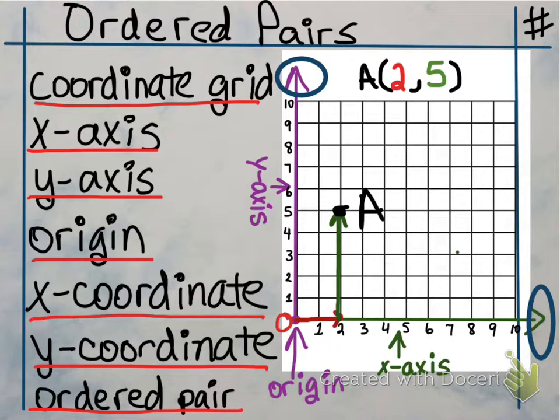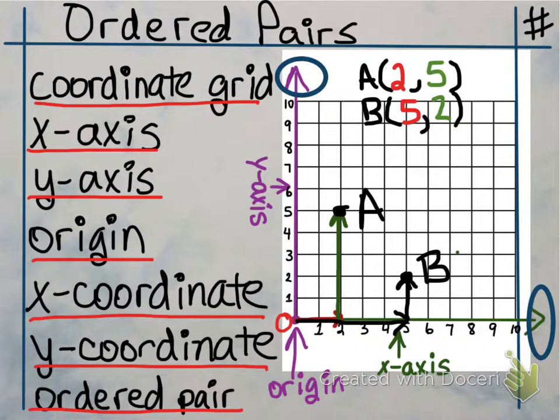All right, let's find one more point. Let's find point B, and let's say that it is the ordered pair 5, 2. I'm using the same numbers, but you'll notice that I switched the order. So to find the first part of our ordered pair for point B, we're going to move along the x-axis all the way to the 5, and then we're going to move up the y-axis to the 2. And that is where we would place our point for point B.